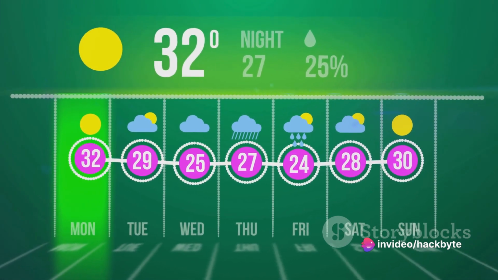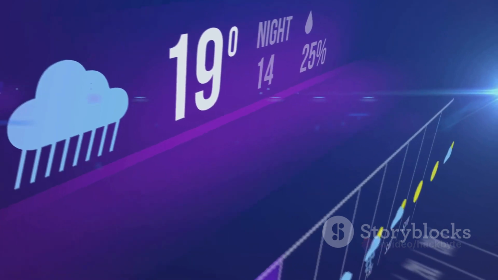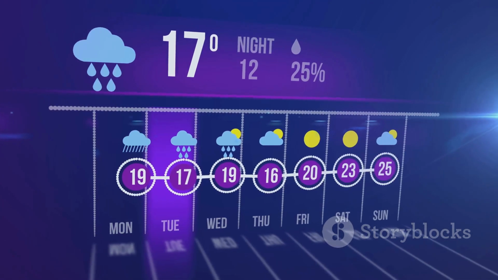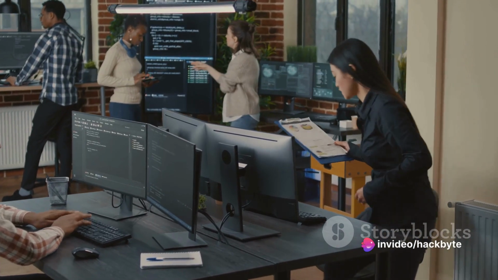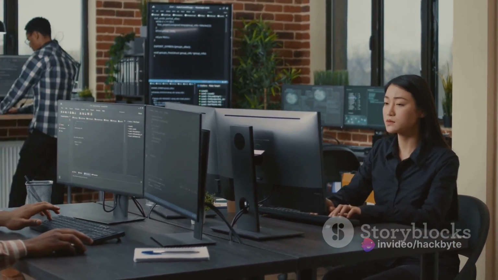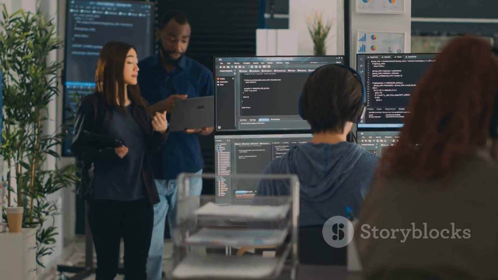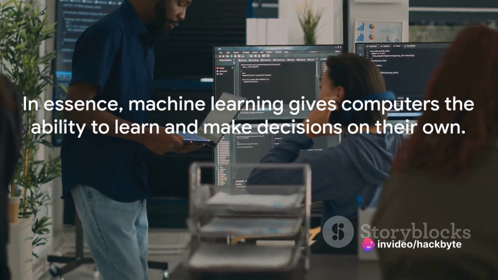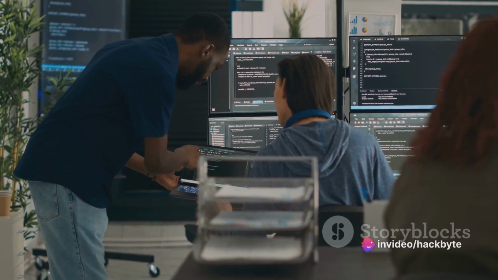Once the computer has identified these patterns, it can use them to make predictions or decisions with minimal human intervention. For example, after being fed with a lot of weather data, a machine learning model could predict whether it's going to rain tomorrow. However, it's important to note that machine learning isn't about creating machines that think exactly like humans. Instead, it's about building machines that can learn from experience and improve their performance over time, much like how we humans learn from our experiences. In essence, machine learning gives computers the ability to learn and make decisions on their own.